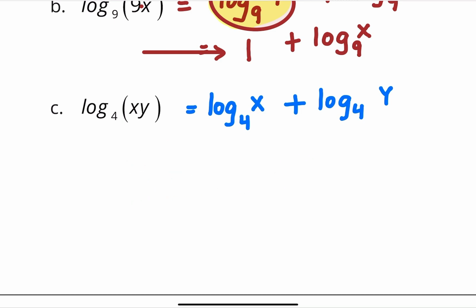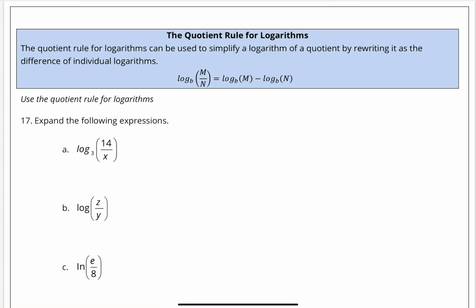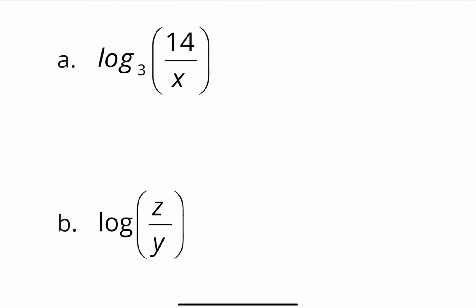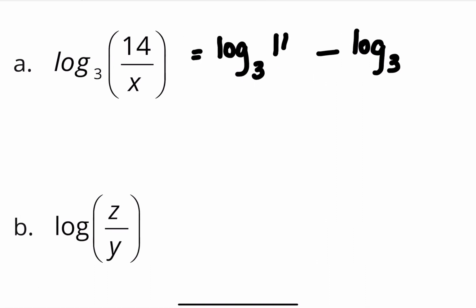Okay? So once that's done, let's take a look at the next rule, which is the quotient rule. So if multiplication becomes addition, division now becomes subtraction. Same process. Single log becomes double log, the base stays the same. So let me expand this and write this. Division becomes subtraction. Single log becomes double log. Base stays the same. The numerator goes first, denominator goes next.